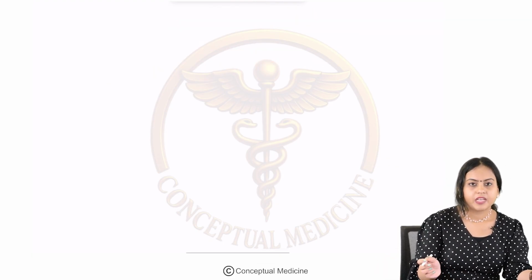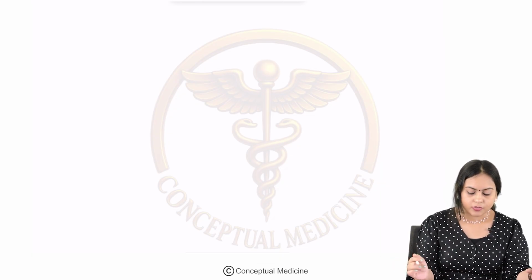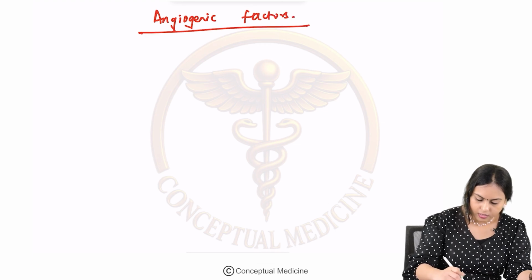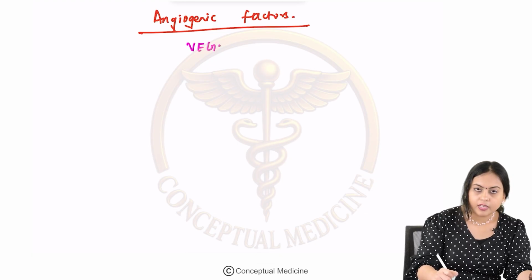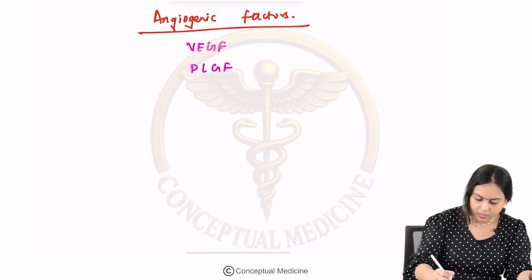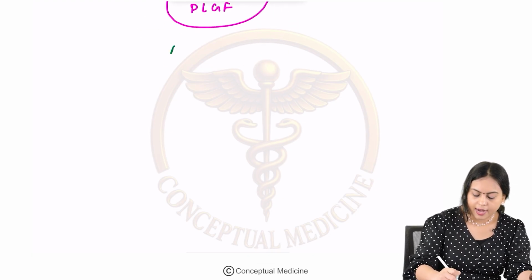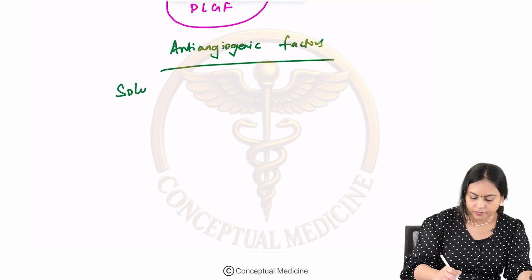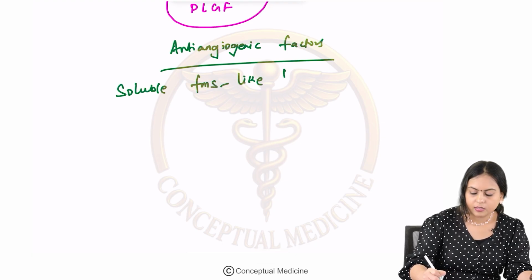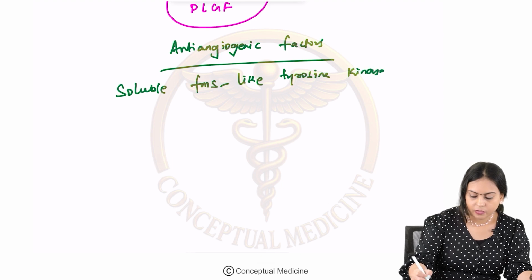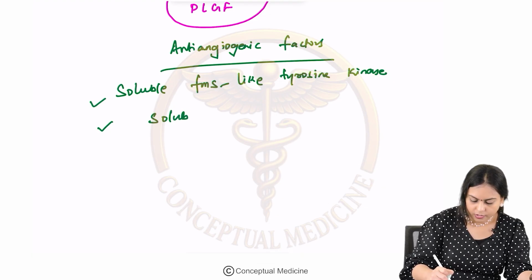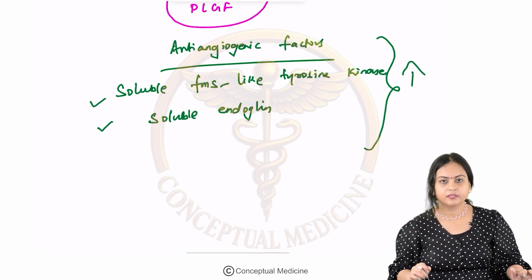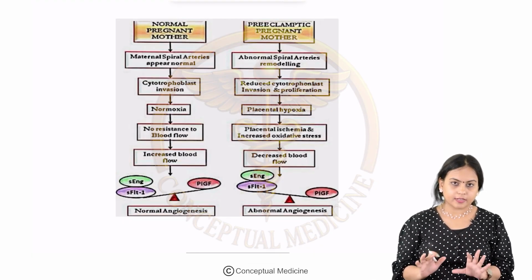Clear? So, remember, there is an imbalance between the angiogenic factors and anti-angiogenic factors also. Okay. So, if you take the angiogenic factors, they include vascular endothelial growth factor, placental growth factor, okay. So, these things are reduced. Whereas, if you take the anti-angiogenic factors, they include soluble FMS like tyrosine kinase, okay. And next one is soluble endoglin. What will happen to this? These are increased. Clear? So, remember this, okay. Finally, we are making this clear in this video itself, right.